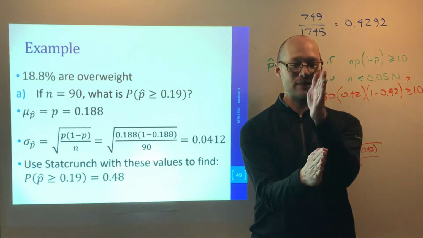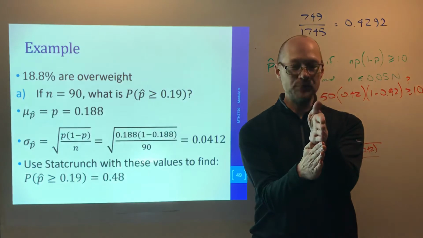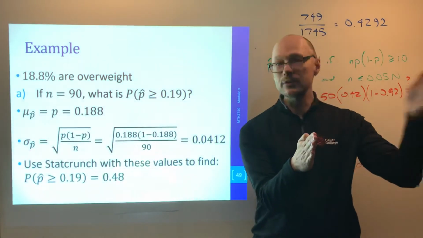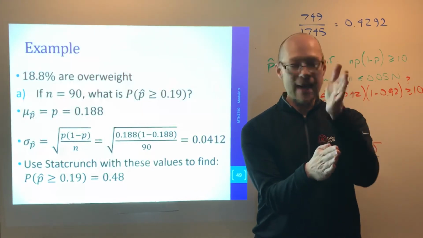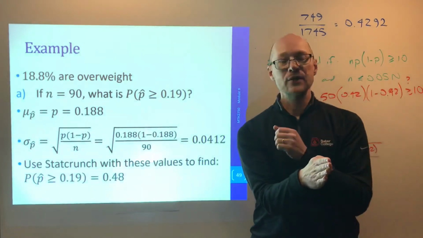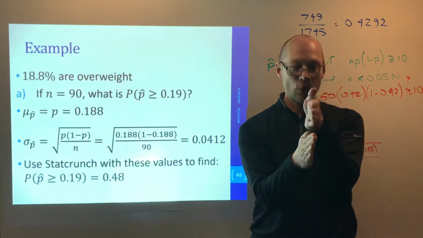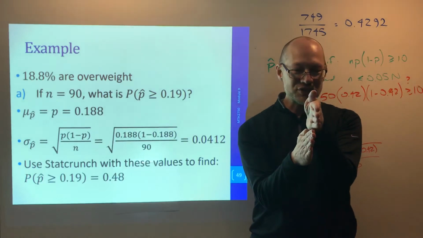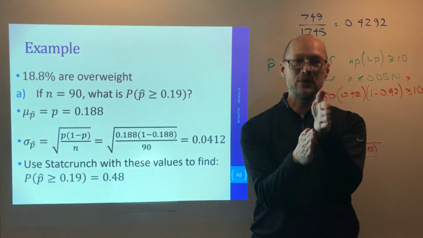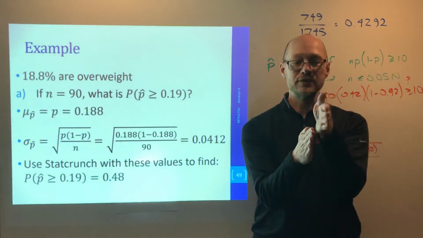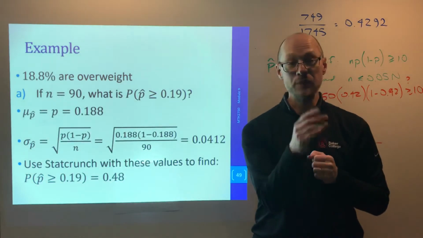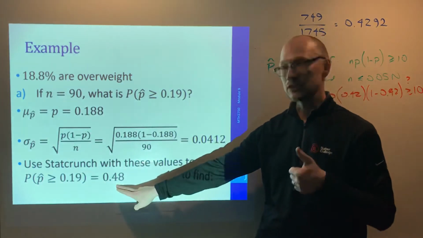Is it surprising that about 50% of these polls are going to result in a value greater than 0.188 and 50% are going to be less than 0.188? That's the symmetry idea of a normal curve. Well, 0.19 is just ever so much greater than 0.188, so we still have about 50% of the samples that are going to be more, and about 50% that are going to be less. So we would look at this and say, oh, that's spot on average.